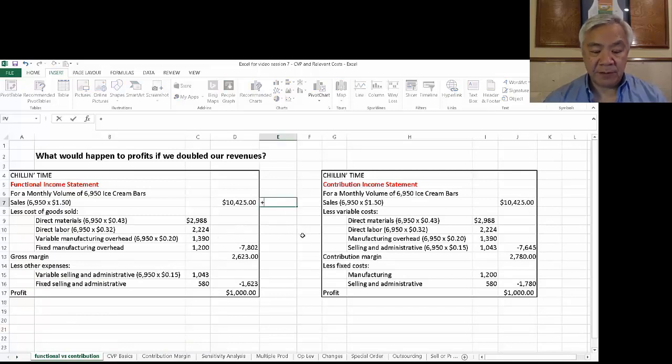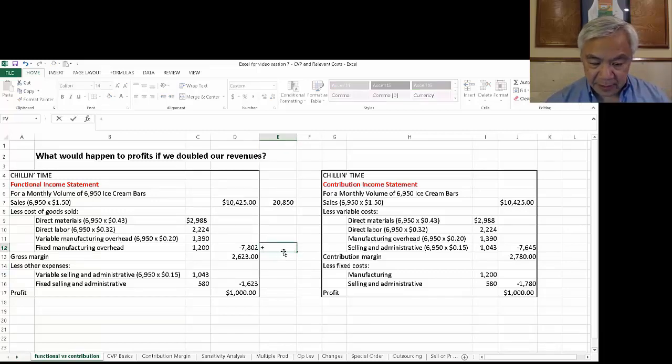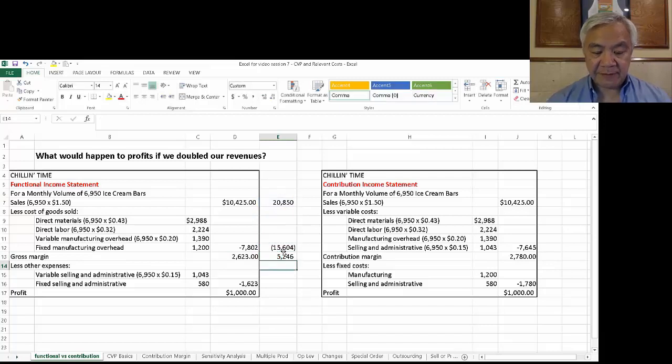If we doubled our revenues, they would double. So that's an easy one, right? 2 times that number. Let me format this. All right, it's $20,850, double the $10,425. And we can go right to the cost of goods sold and say, what if we doubled our cost of goods sold? The gross margin would equal revenues minus the 15 or 5,000.